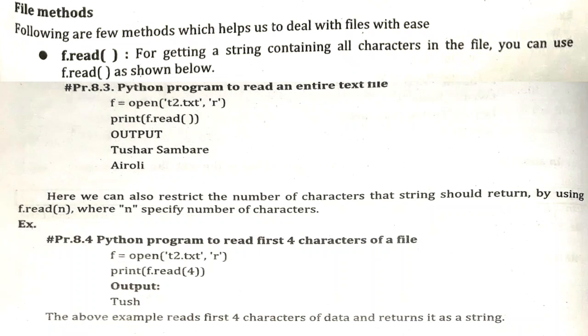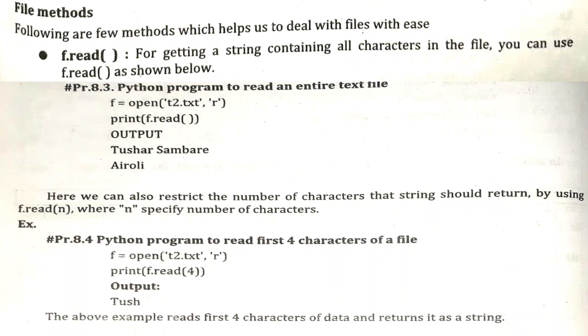So just see the output, you will get output as Tushar Sambre Airoli. This is the content of your t2.txt, so the entire content is displayed. Then we have one more way to use the read method, that is, the read method can have a parameter. It can have an integer parameter. So just see the second example.